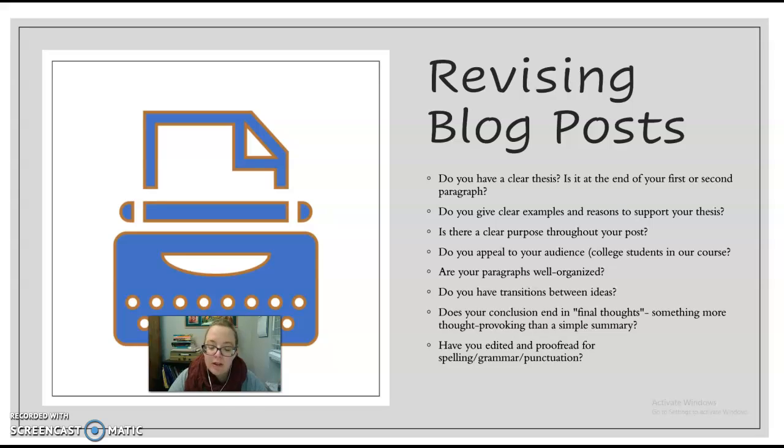Then think about if you're being organized, transitioning between ideas, if your conclusion ends in an interesting way, and then finally, have you edited and proofread? So the point of giving feedback and peer reviewing this week is to help you accomplish all of these things. So while you are giving feedback to other students and you're waiting for them to give feedback to you, in the meantime, I'd like you guys to be revising your own work as we go.